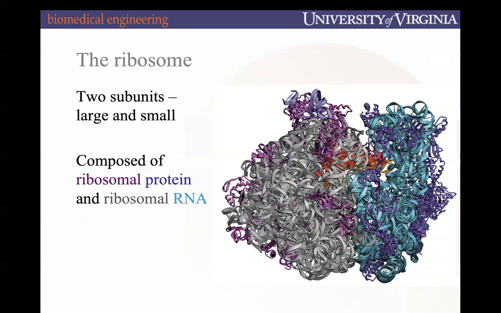But the key thing to note here is that there are two degrees of distinction, where we have the large and the small subunits, and the ribosomal RNA and the ribosomal proteins. And so when we talk about one species of RNA, rRNA or ribosomal RNA, this is where it's present. It helps create the formation of the ribosome.